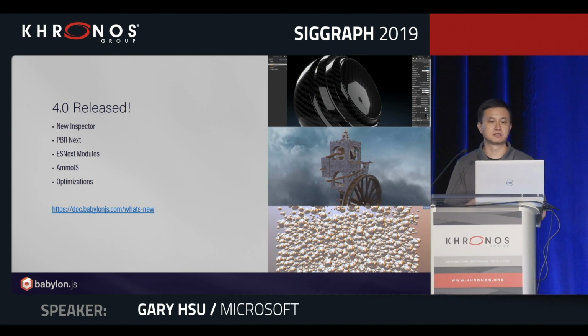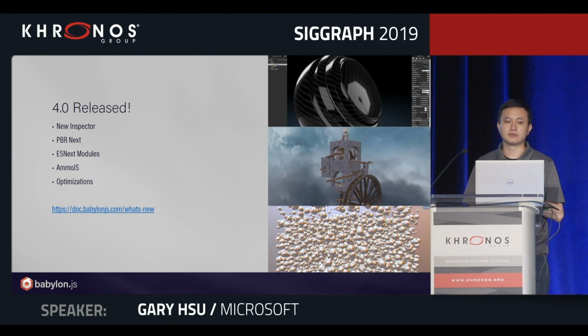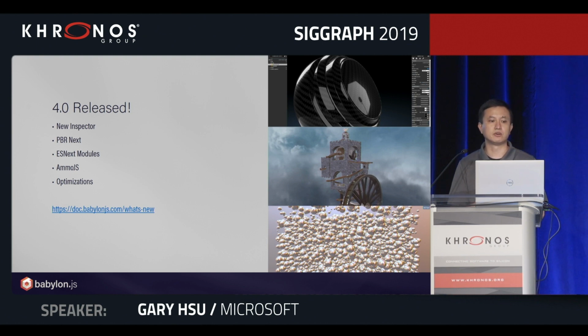The new inspector makes debugging scenes a lot easier. We have Sheen and clear coat support now in our PBR materials. Our package size has been reduced with modules. And we have a new physics integration with Ammo.js, and plenty of optimizations. If you want to find out more, click on the link here.